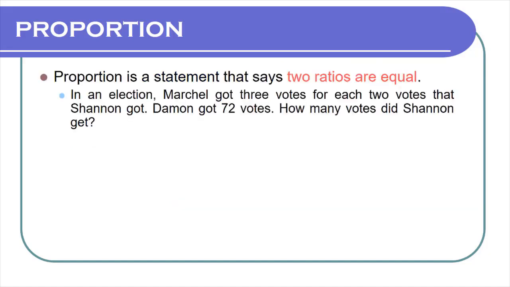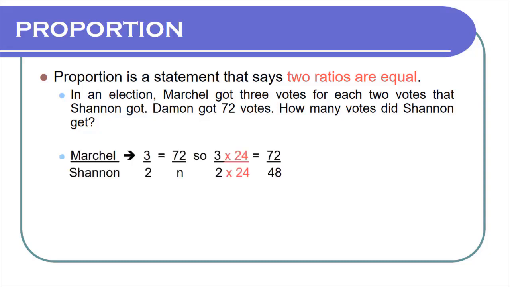Proportion is a statement that says two ratios are equal. For example, in an election, Marcel got 3 votes for each 2 votes that Shannon got. And Marcel got 72 votes. How many votes did Shannon get? So we can write here, Marcel to Shannon, 3/2 is equal to 72 over n.